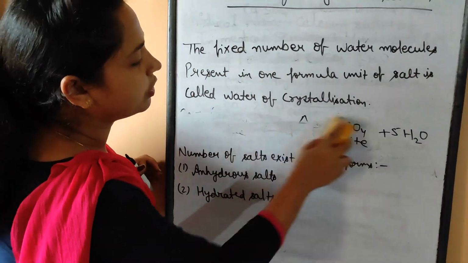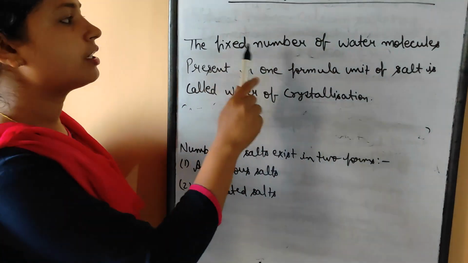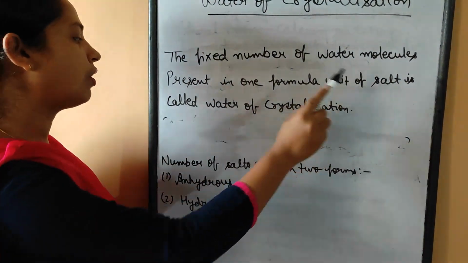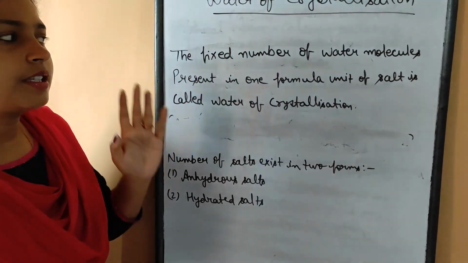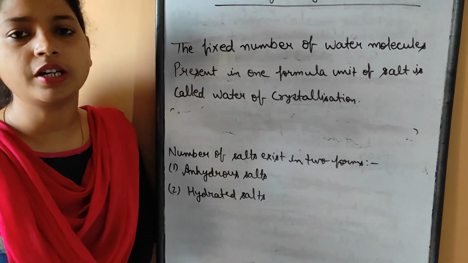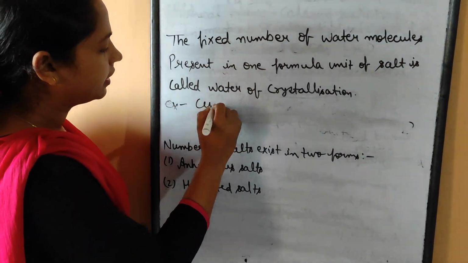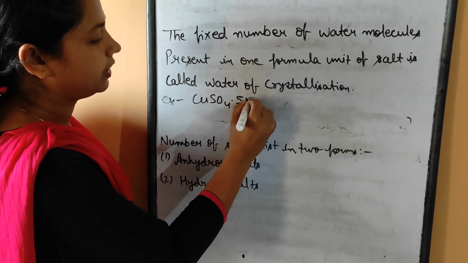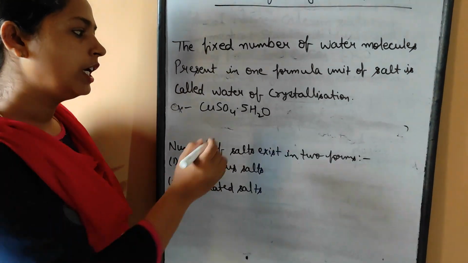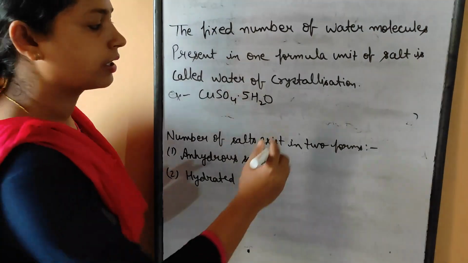So when we define the water of crystallization, how can we define it? It is the fixed number of water molecules present in one formula unit of the salt. This is called water of crystallization. For example, if we take copper sulfate, it has the formula CuSO4·5H2O. So this 5 is the water of crystallization for copper sulfate.